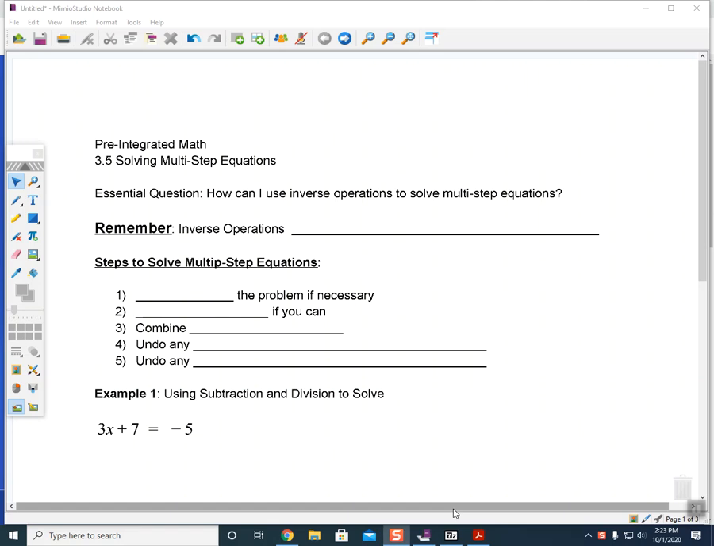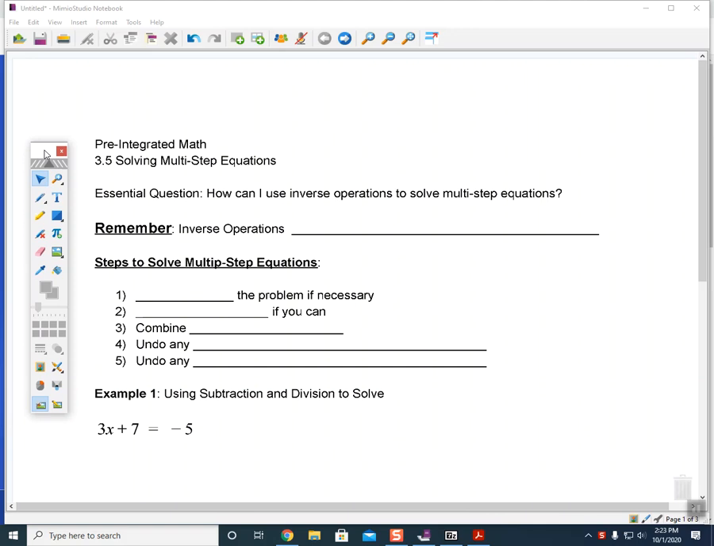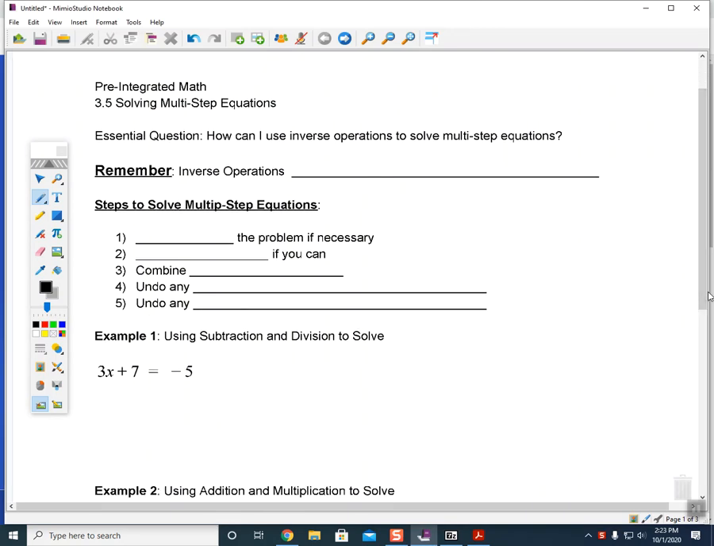All right, we have been looking at solving equations for the last few days. All of our equations have all been one-step equations, whether we've been dealing with adding and subtracting, multiplying, or dividing. So today we are going to be moving on to multi-step equations. Multi-step means that there's more than one step to solve it.